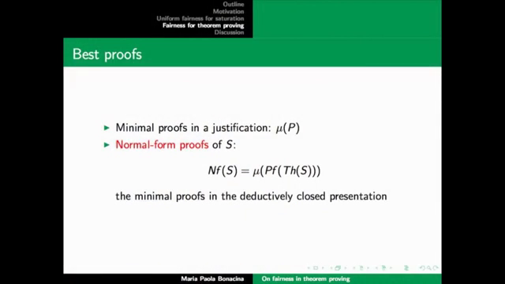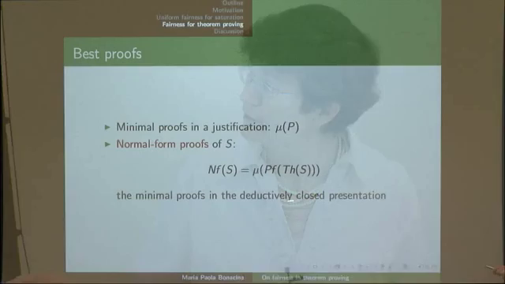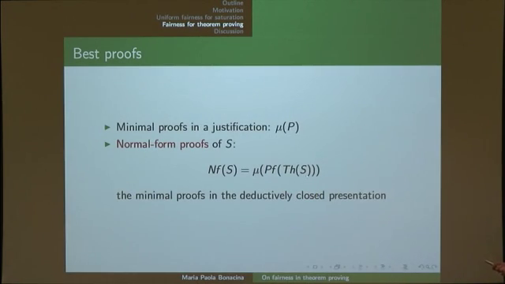Now, again, with the well-founded proof ordering, we can look at the minimal proofs in a given set of proofs P. So let's call mu of P the minimal proofs in the set of proofs P. Then we can define the normal form proofs, NF of S. How? We take S, we take its deductive closure, so TH of S is the deductively closed presentation. Then we take all the proofs in here, and then we take the minimal ones. And these are the normal form proofs.